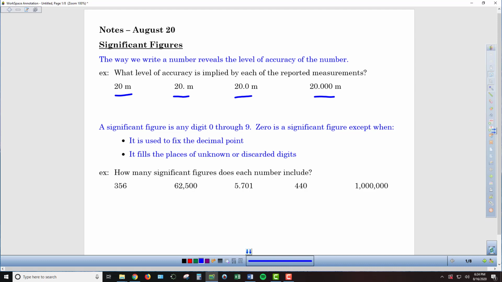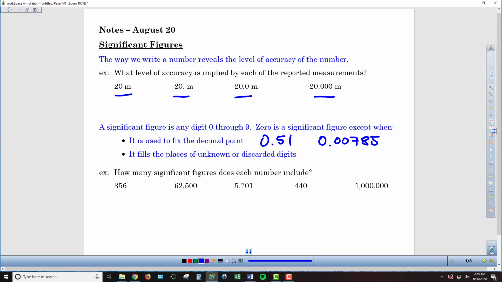So what's the rule? Well, a significant figure is any digit 0 through 9. But for 0, it's a little bit trickier, and so we have a couple caveats. So 0 is a significant figure except for when it's used to fix the decimal point, meaning if we have a number like 0.51, the 0 is fixing the decimal point in that case, so it is not a significant digit. Or if we had 0.00785, all of those leading zeros are not significant.